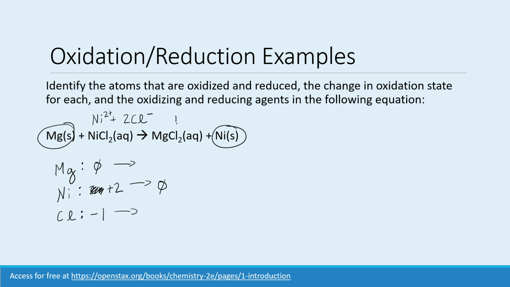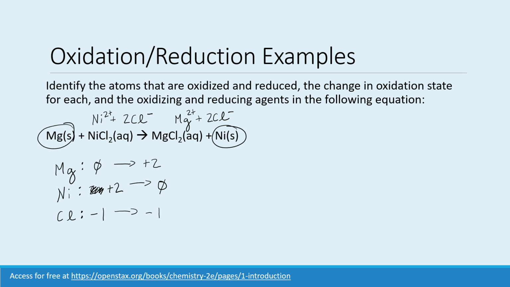So the compound magnesium chloride, again, magnesium is in group 2 on the periodic table, and so we know it's going to have a 2+ charge. And the chloride ion stays the same with a -1. So the oxidation state for chloride is -1, and for magnesium it's +2.